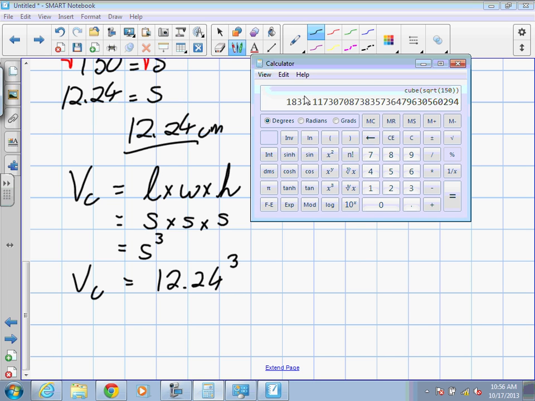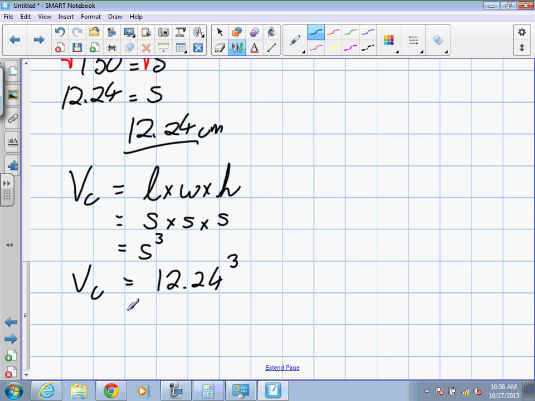Okay, 1,837, approximately, and that's centimeters cubed. So that would be the volume. In other words, with a prism, that is our max amount of volume.